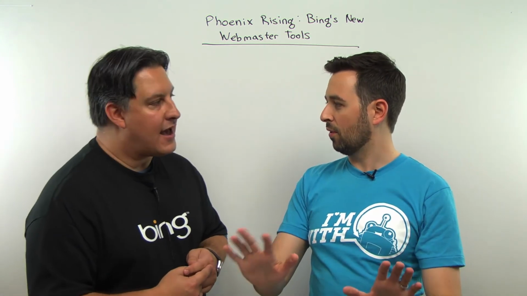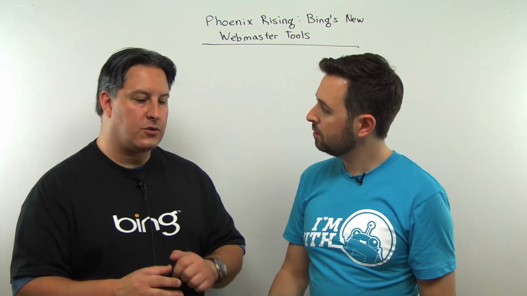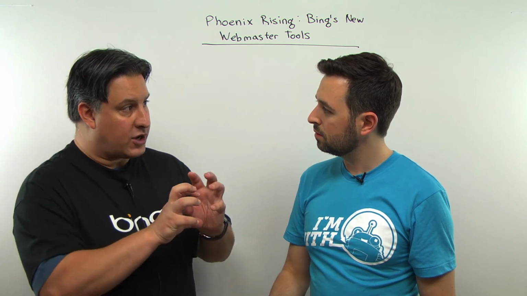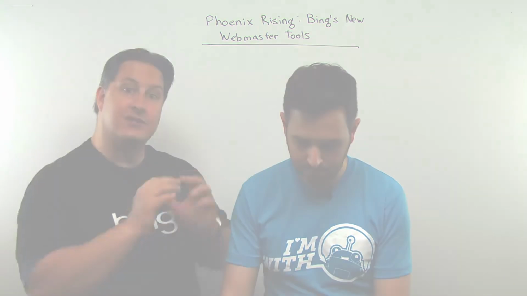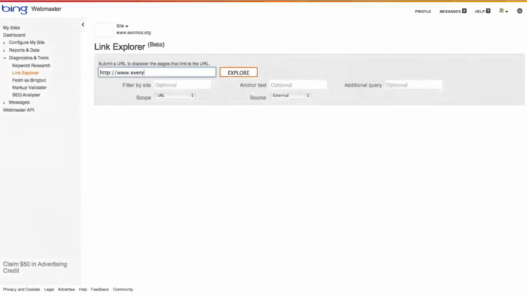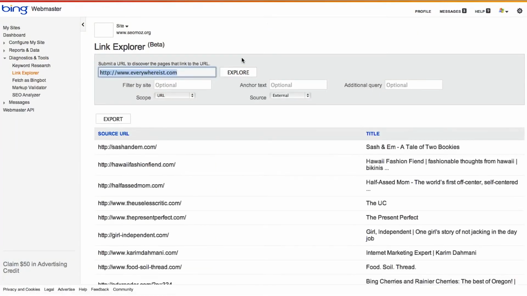Yeah, and you bring up a really important point. Traditionally, the tools are scoped to a particular domain. So earlier you typed in everywhereist and you were told no, because it's not in Rand's account, so he can't access it. Link Explorer is an exception to this. It allows you to develop competitive intelligence by typing in what you want and seeing the links that are pointed at it.